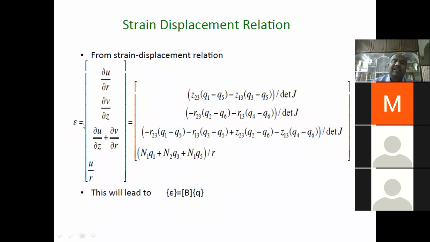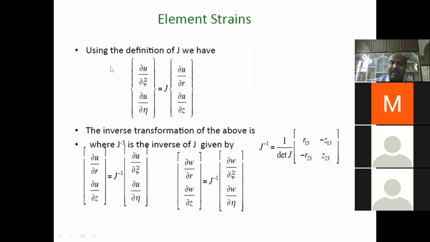Then the strains in the element: radial strain, epsilon r, is dou u by dou r. Then you have dou w, or v, sometimes we write v also, dou w by dou z, tangential. Then shear, dou u by dou z and dou v by dou r. So you have a tangential, v replaced by w also you can. Then the circumferential strain is u by r. So then dou u by dou r you can get from here.